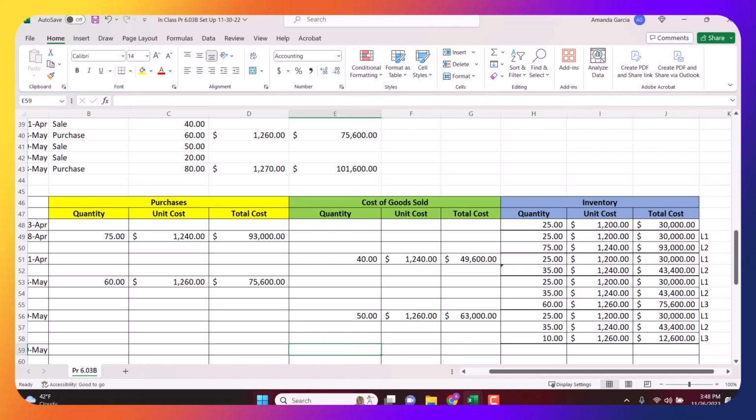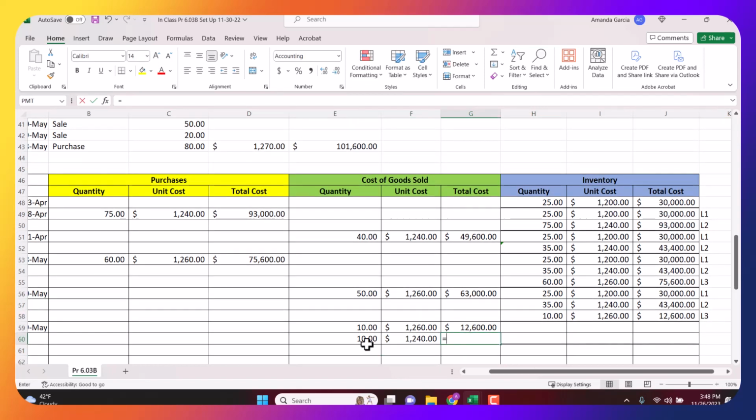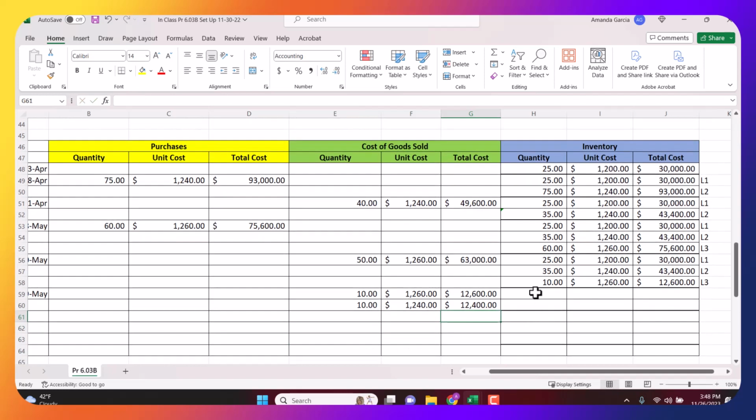So I'm going to sell all 10 of the 1,260 units. So 10 units at 1,260. And then I'm going to sell 20, which is the selling, minus the 10, and I'm going to go up from the bottom. So L3 is gone. Now I'm going to L2. Last in, first out. So I sold 10 of the L2. So I'm not going to carry down L3. I'm going to carry down L1, always in the first position because I keep it in order, right?